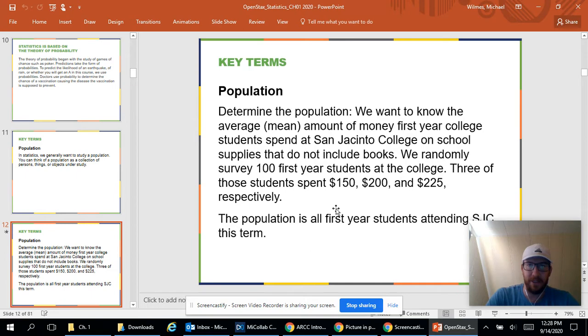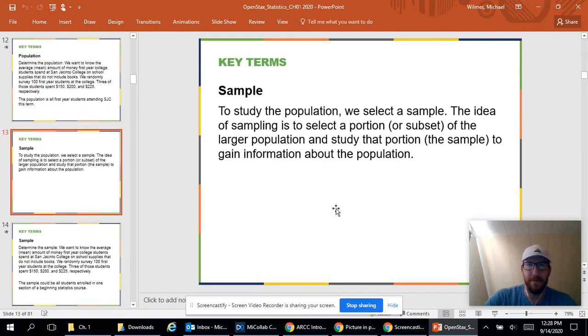So population is the overall big picture of what we're studying. So we want to know the average amount of money first-year college student spends, and the population is just all first-year students attending SJC. So pretty straightforward.